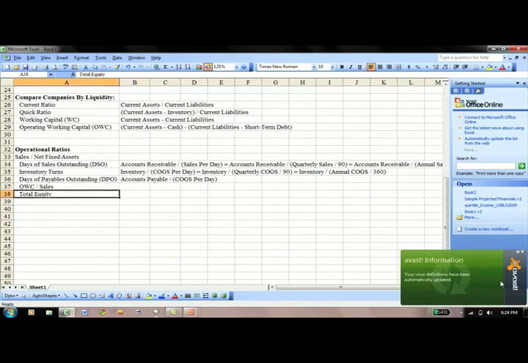I think this total equity is something that we've covered earlier, so we can skip over this right now. So those, in a nutshell, are the various common metrics that you can use to compare one company's performance vis-a-vis another or vis-a-vis the industry as a whole.